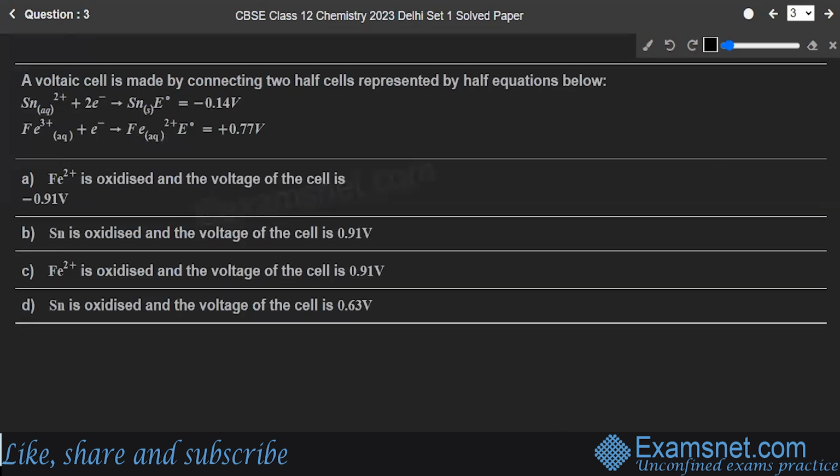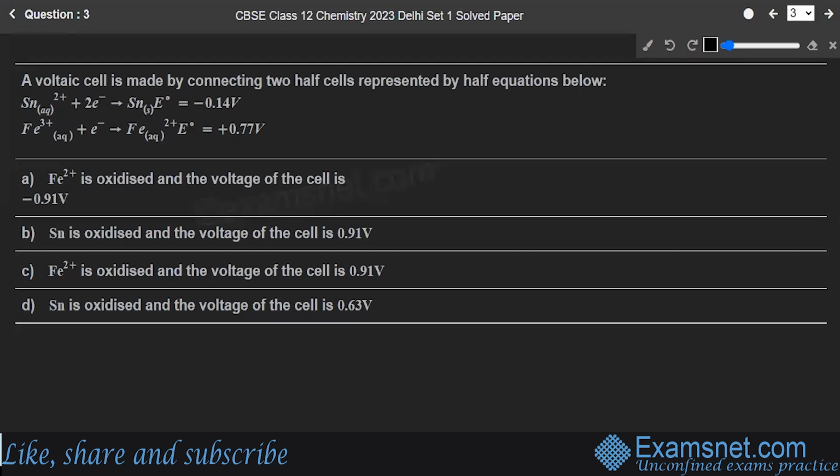Question number 3, a voltaic cell is made by connecting 2 half cells represented by these half equations. So looking at these equations, which of the following is true? Fe2+ is oxidized and the voltage is minus 0.91 volt. Tin is oxidized and the voltage is given by this. Ferrous is oxidized and the voltage is this, or tin is oxidized and the voltage is this much. Before discussing the options, we have these 2 half equations.